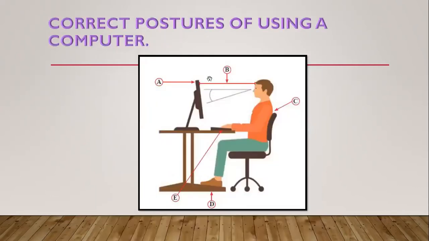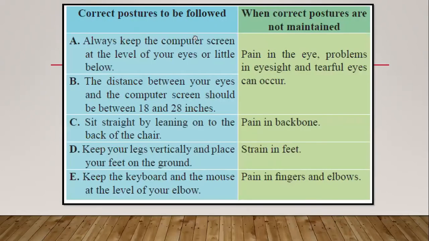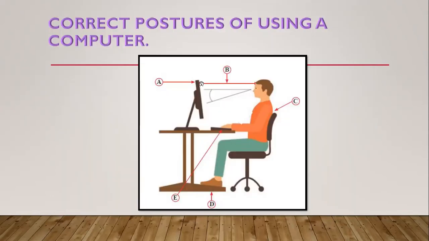Here, students, you can identify from this picture what are the correct postures of using a computer. Here I name it as A, B, C, D, and E. Let's see each of them. First, A. Here, always keep the computer screen at the level of your eyes or a little below. Here you can see the computer screen is at the level of the eye.